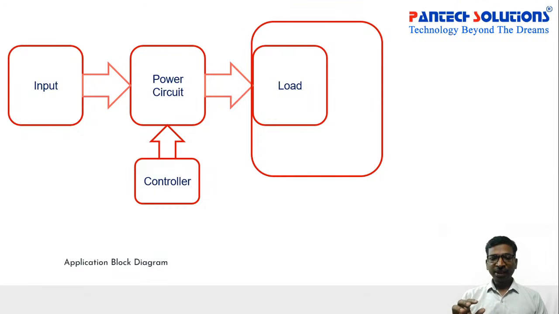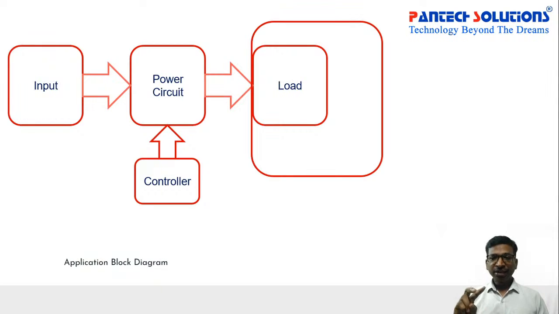For example, if you take an application block diagram, from the application point of view there are four detailed modules in that entire target application. And here the load is today's important topic. So what is the load, how can we choose the load, and how can we control the load with the help of microcontrollers.